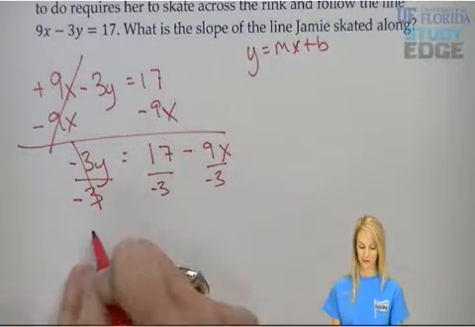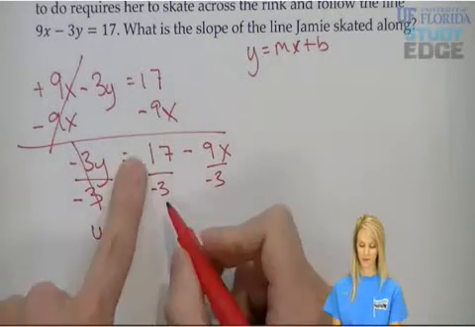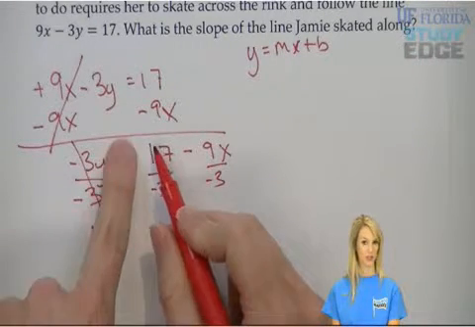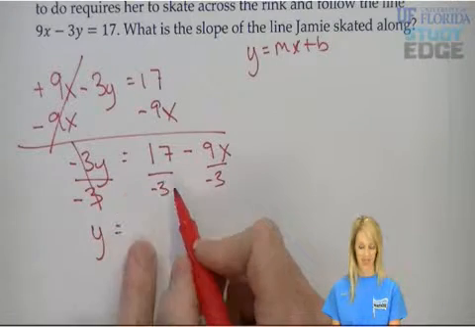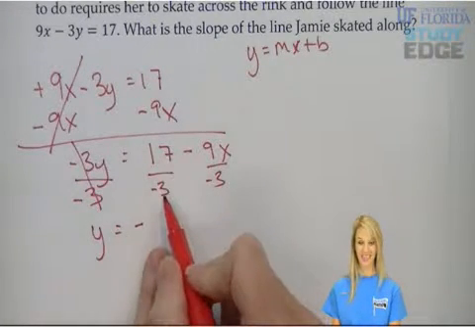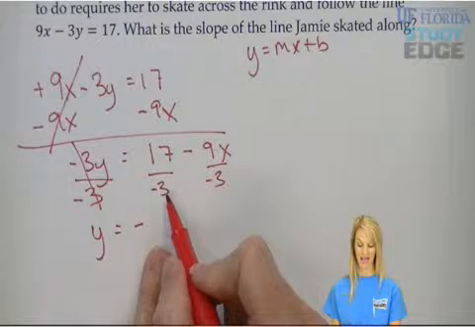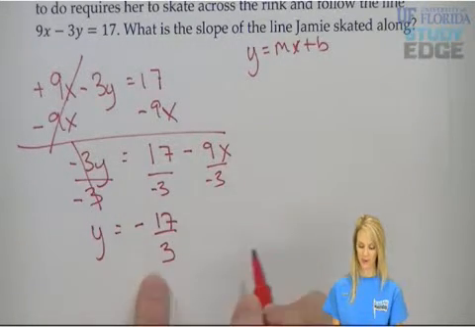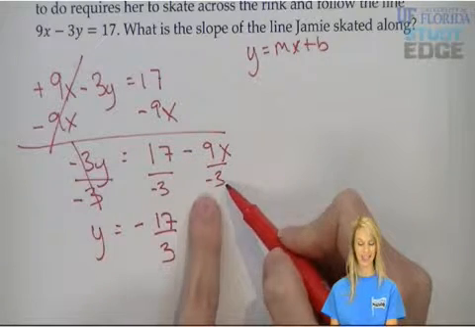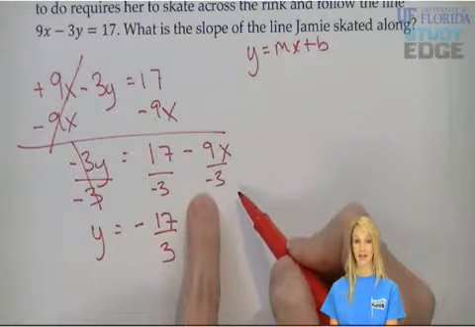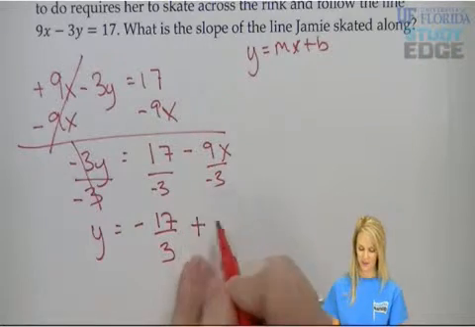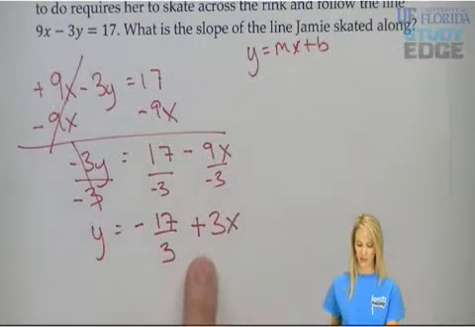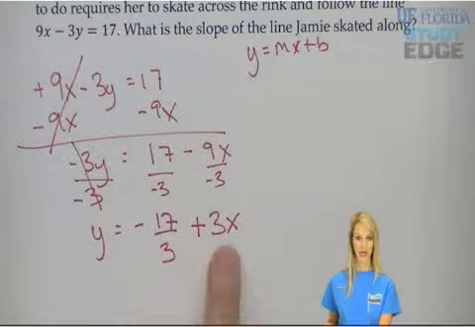Negative 3 over negative 3 cancels out. We get y. 17 over negative 3, positive over negative. Take a positive divided by negative, what do we get? A negative. Can we reduce 17 over 3? Is there any number that goes into both of those? No. So we have negative 17 over 3. Now we have a negative 9x divided by negative 3. Negative divided by negative is a positive. You got it. Positive. 9 divided by 3? 3. So we get negative 17 over 3 plus 3x.